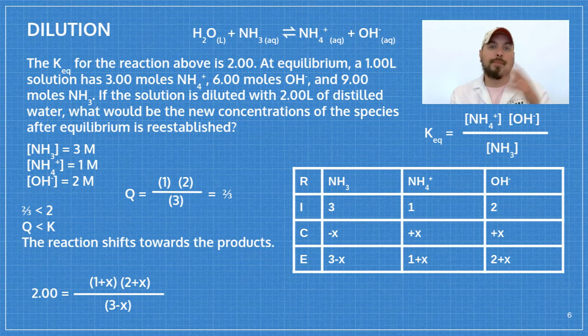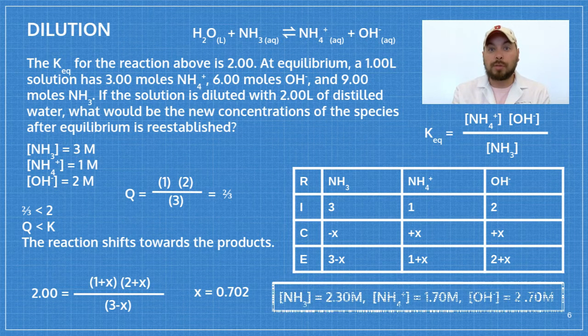Again, we're going to need to make sure we solve for X appropriately. We're going to use a quadratic to do that. And the only X value that makes sense here would be 0.702. So the X here is 0.702. Therefore, the concentration at equilibrium of NH3 is 3 minus 0.702. The concentration of NH4+ is 1 plus 0.702. And the concentration of hydroxide is 2 plus 0.702.